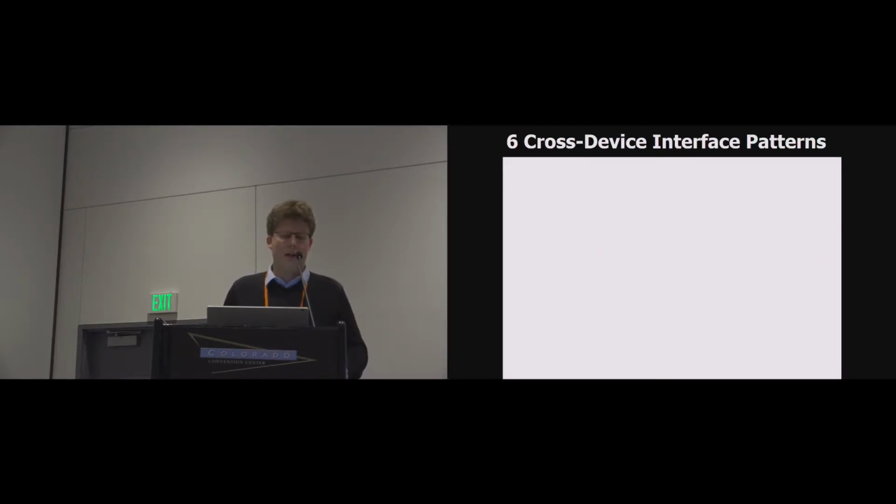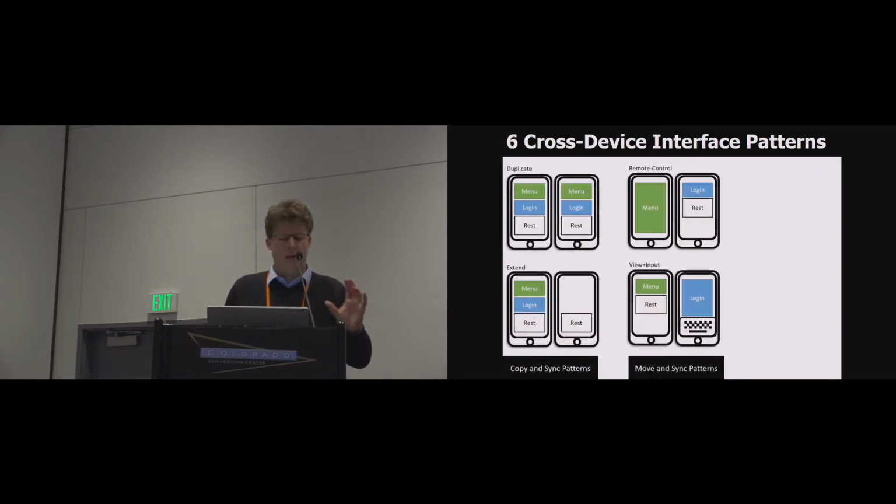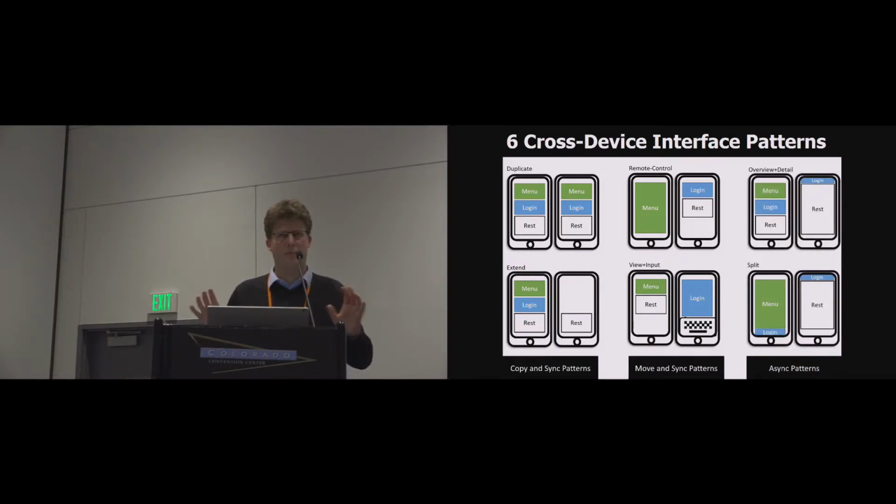So this new work also starts basically from the earlier research where I found 3 categories of cross-device patterns. Copy and sync patterns, so you copy elements between devices and you keep them in sync. Remote control and view and input are 2 patterns that I described, and I show some examples in a video, that are move and sync patterns. So you basically move elements from one device to the other, so they disappear on one device and they appear on the other, and then you keep them in sync, and you have interesting remote control or view plus input interfaces that way. And the last category of cross-device patterns that at least I described in my work are asynchronous.